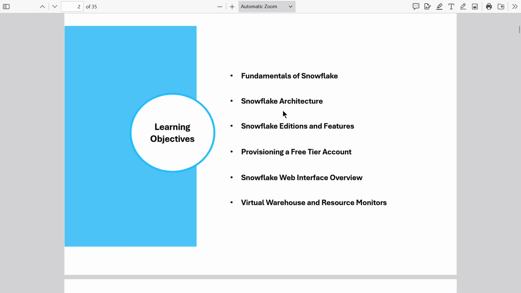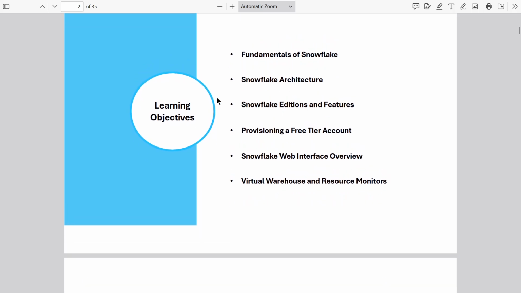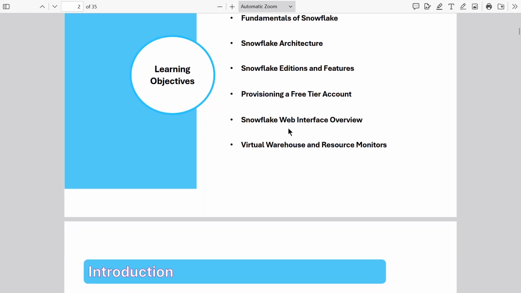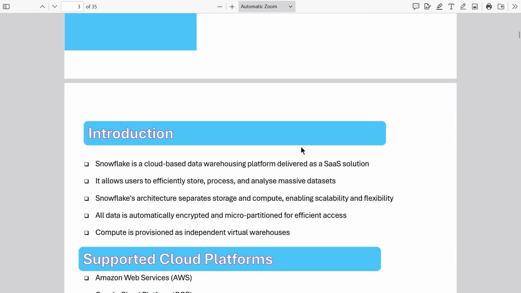So Snowflake is a cloud data warehouse. Okay, do you know the term data warehouse? Okay, so today's learning objective: we will understand the fundamentals of Snowflake and Snowflake architecture, and also see the editions and features, the free tier account provision that they provide, and what features they provide to the paid account, and also see the web interfaces overview, warehouse and resource monitors. So warehouse, what do you mean by warehouse? Can you tell me?